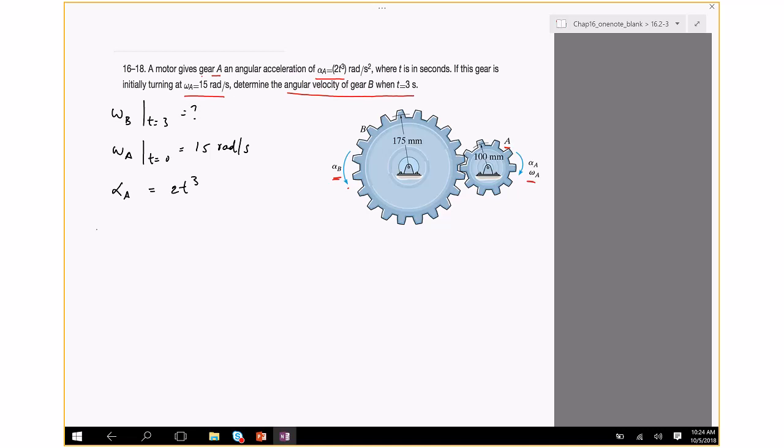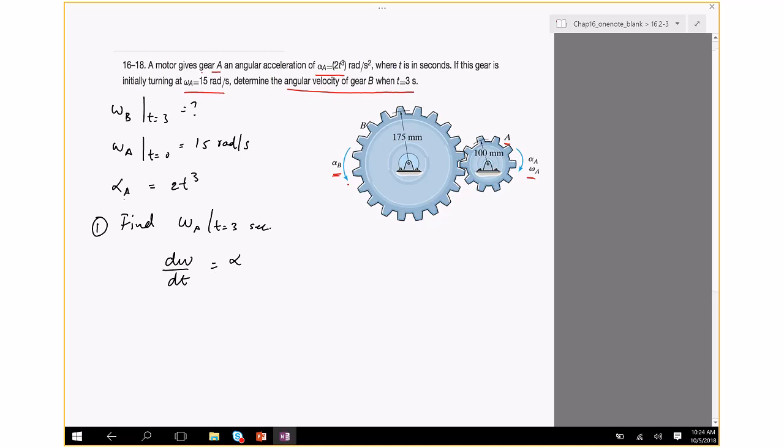So first, find omega A at t equals 3 seconds. We are also given the angular acceleration, so I'm going to write the formula which relates the angular acceleration with the derivative of speed. So this is 2t cubed. So d omega, we call this A, equals 2t cubed dt, and the integral goes from, initially omega A is 15. We want to find the speed at 3, so I'm keeping that as omega A. And then time t goes from 0 all the way to 3.